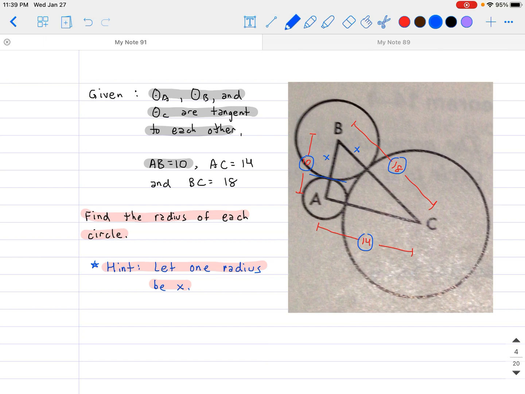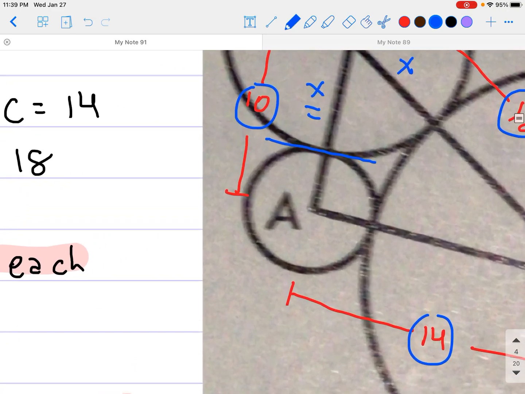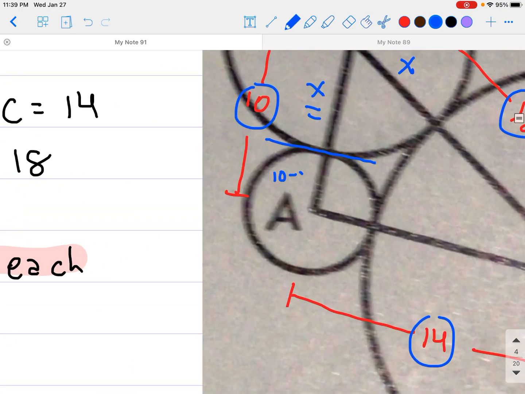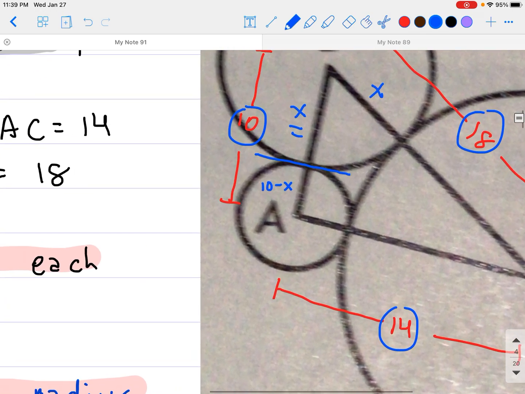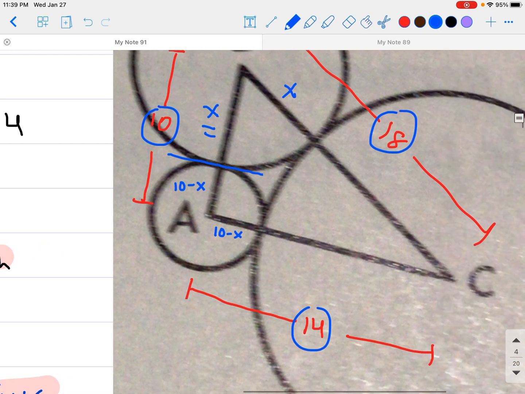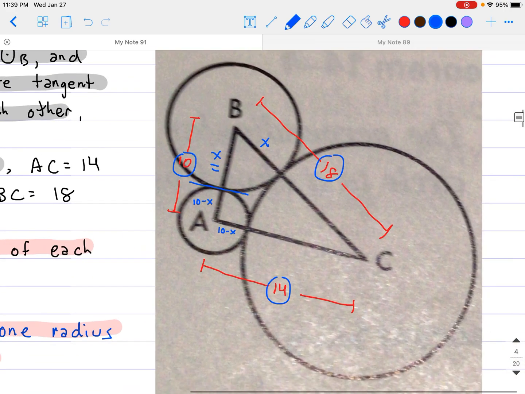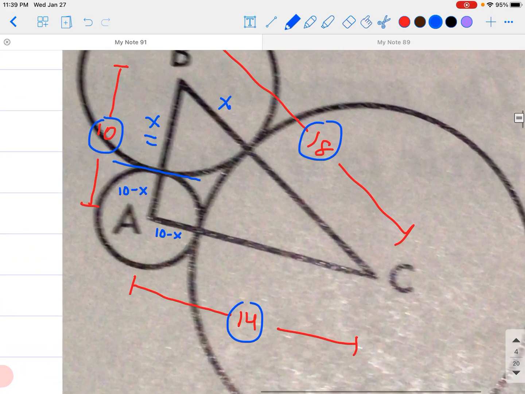So here, if that part over here is x, then this guy has to be 10 minus x, okay? Let me sneak that in so you can see it a little bit better. Because if the entire length is 10 and that radius is x, then this guy should be 10 minus x. All right, so if that's 10 minus x, I do believe that this is also going to be 10 minus x as well. And similarly, if I go over to the other side, since the entire length of BC is equal to 18, and since this part is equal to x, then this other part must be 18 minus x.